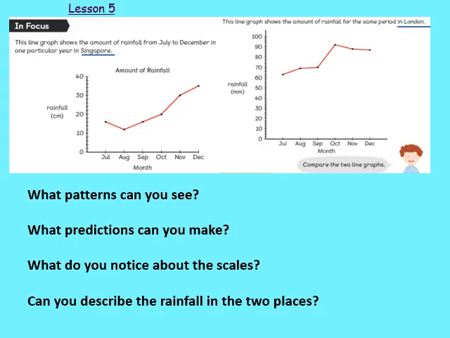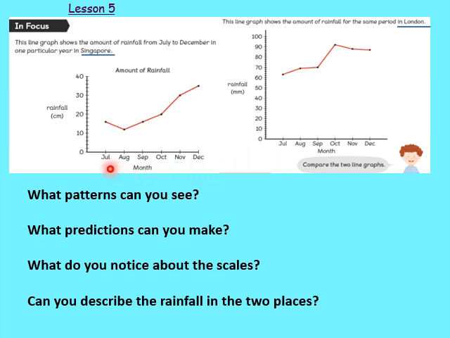Okay, so here is today's in focus and there's quite a lot of detail to take in on this one. So we've got two line graphs here. Our first one shows the amount of rainfall from July to December in one particular year in Singapore, which is over in Asia. And then we have another line graph here that shows the amount of rainfall for the same period, the same time, in London.